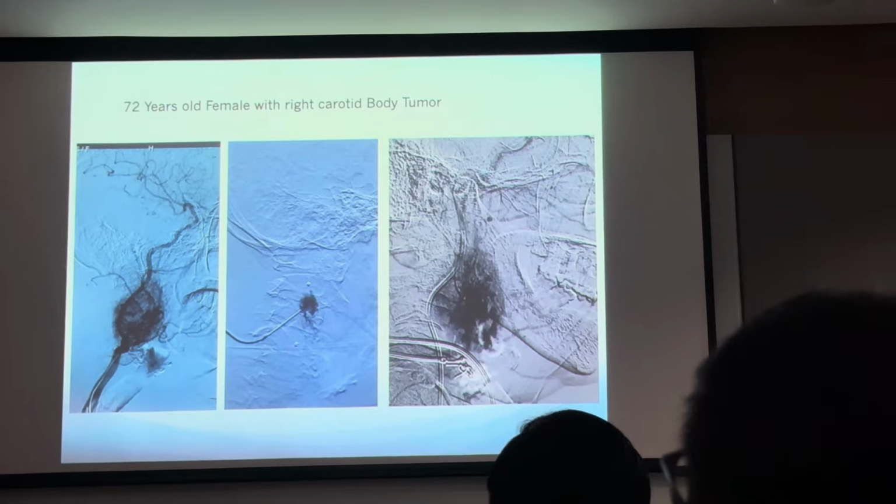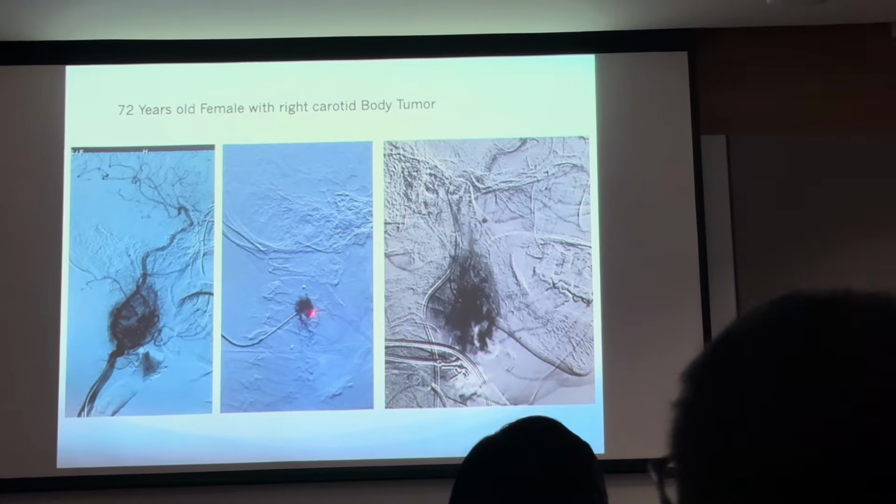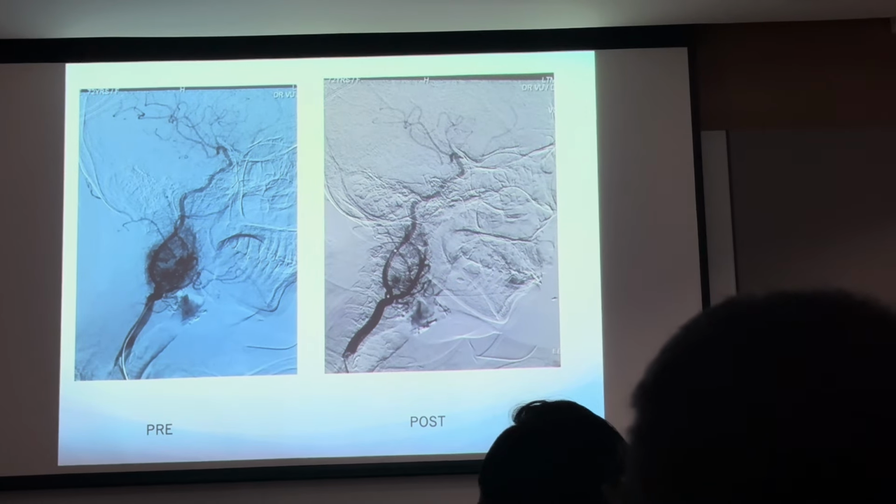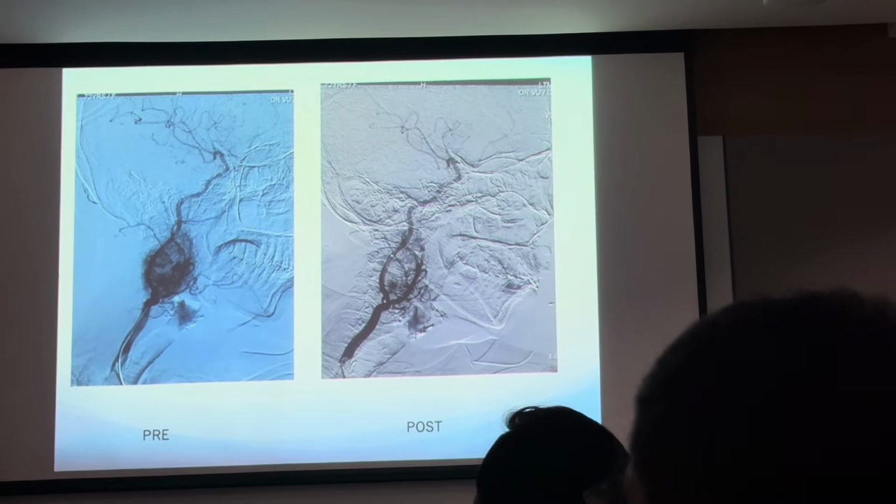One more tumor, a similar carotid body tumor. You put a scalp vein needle, embolize it, and you can see the tumor is embolized successfully. And then maybe if you decide to operate, you can operate on it safely.